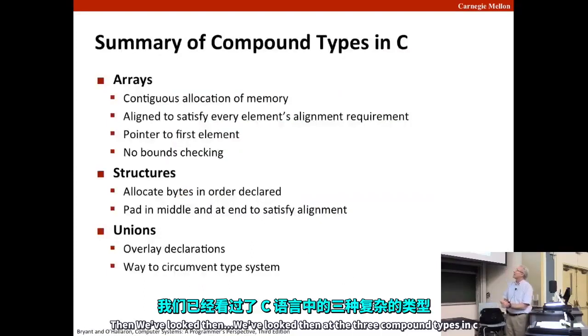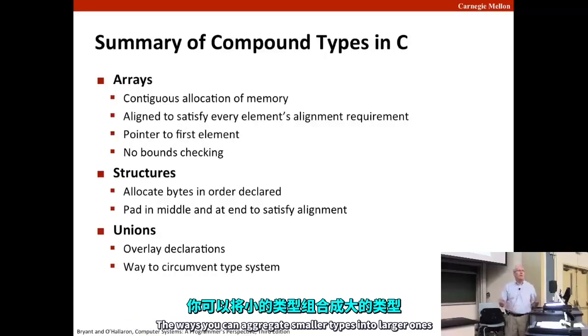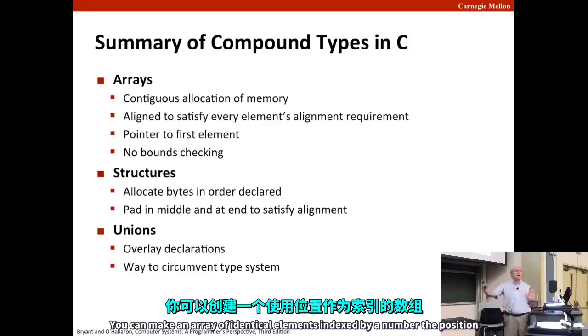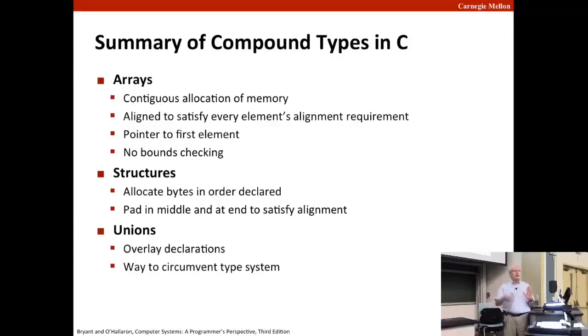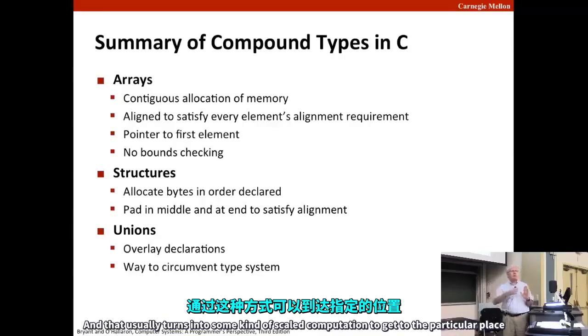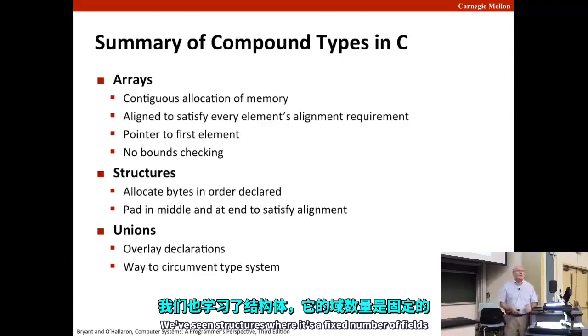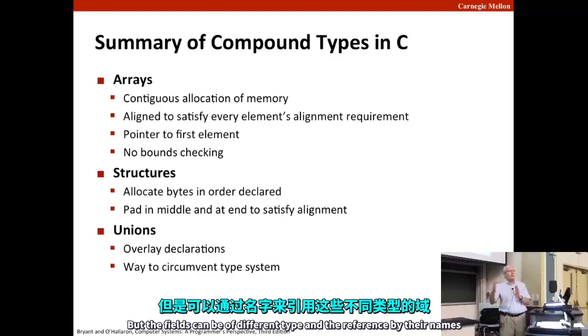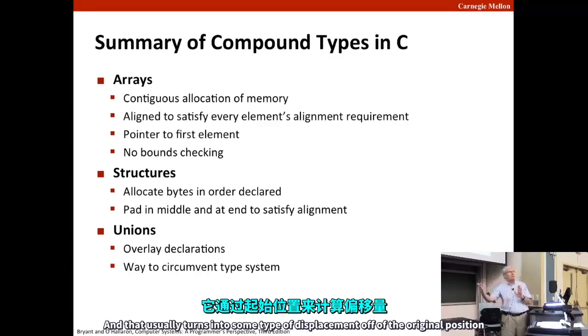So just to summarize then, we've looked at the 3 compound types in C, the ways you can aggregate smaller types into larger ones. You can make an array of identical elements indexed by a number, the position, and that usually turns into some kind of scaled computation to get to the particular place. We've seen structures where it's a fixed number of fields, but the fields can be of different types and they're referenced by their names. And that usually turns into some type of displacement off of the original position.